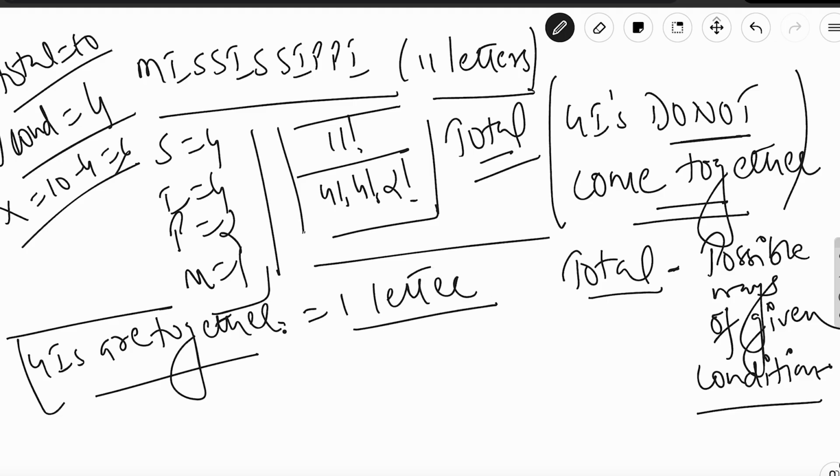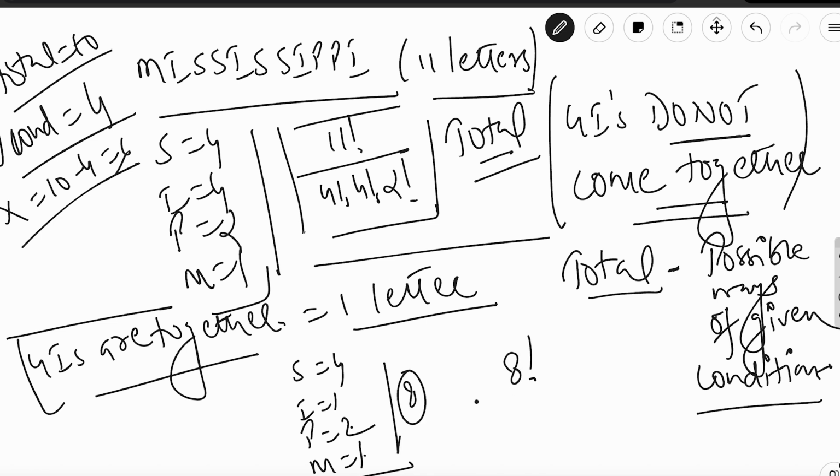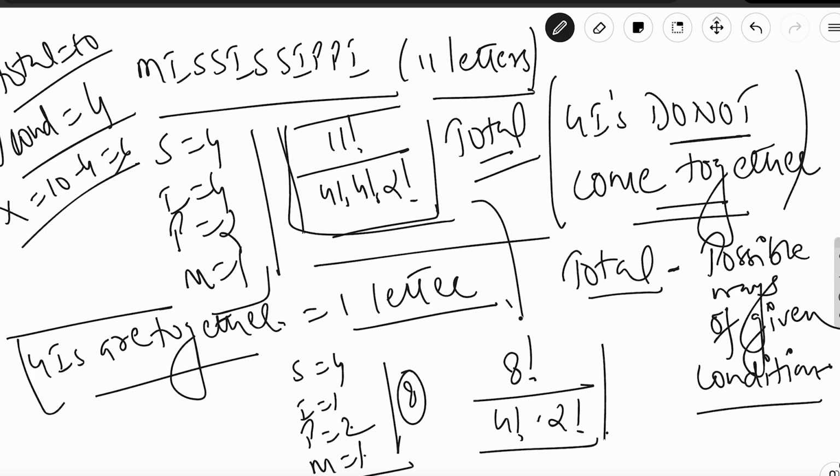Now S will be 4, I is 1, P is 2, M is 1. So the total is 4, 5, 6, 7 and 8. So 8 factorial divided by 4 factorial into 2 factorial. This is the total number of ways in which the 4 I's are together. We take the total and subtract this from that.